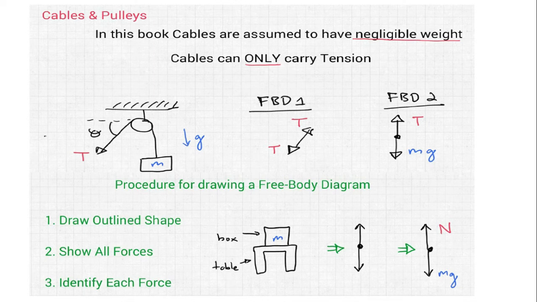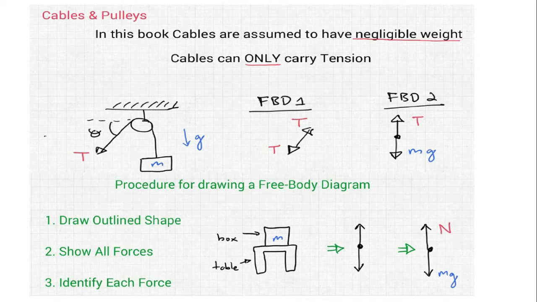So draw its outline shape. Then whatever forces are present on this system, you have to draw those forces. So what is it saying? Show all the forces. And then number 3, identify each force. You have to show which is what force. Like you see, what are the 3 steps I have done?